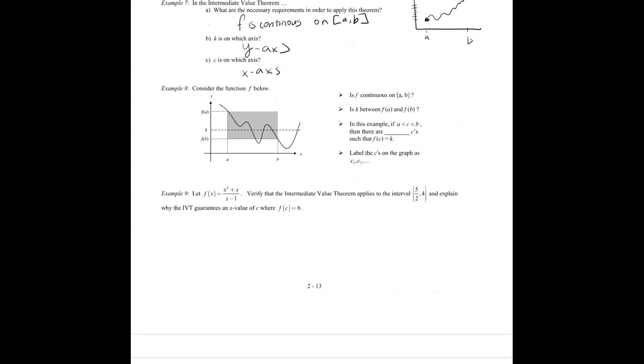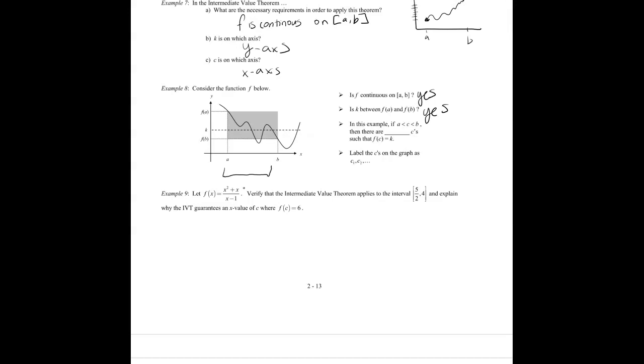Alright, so example 8 says consider the following function below. It says, is f continuous on a to b? Well, yeah, I don't see any jumps, I don't see any holes, I don't see any vertical asymptotes. Is k between f of a and f of b? Well, here's f of a, here's f of b. K is literally between the two, so yes it is. And then in this example, is c between a and b? Yeah, it is. We can pick some point c, we don't really care what it is.